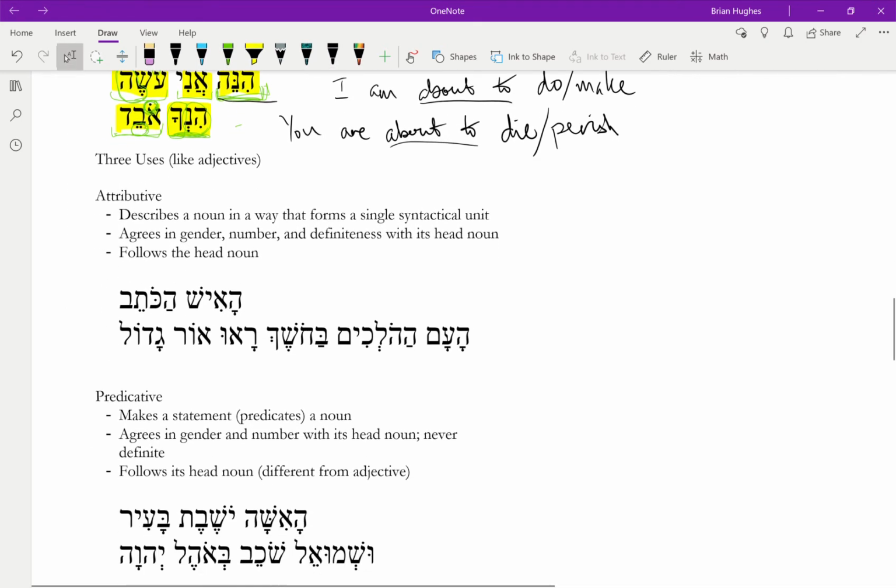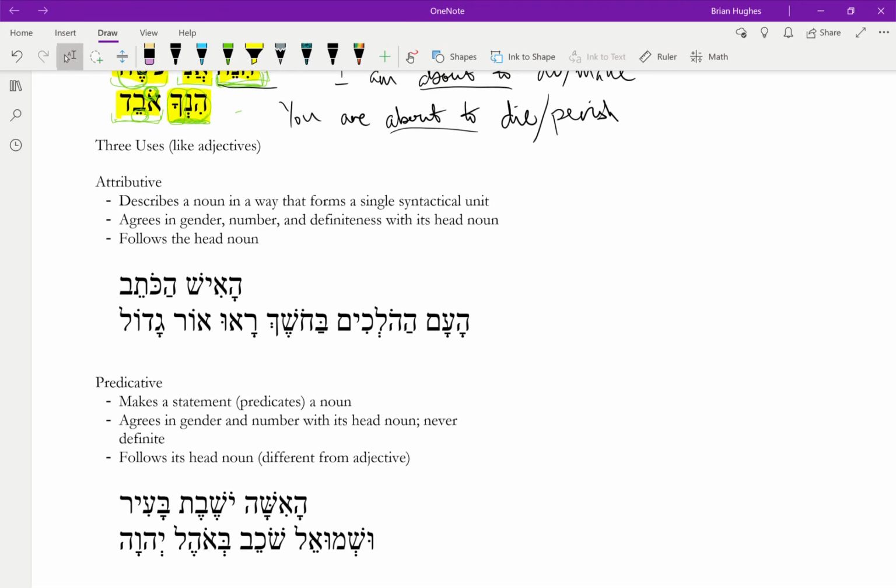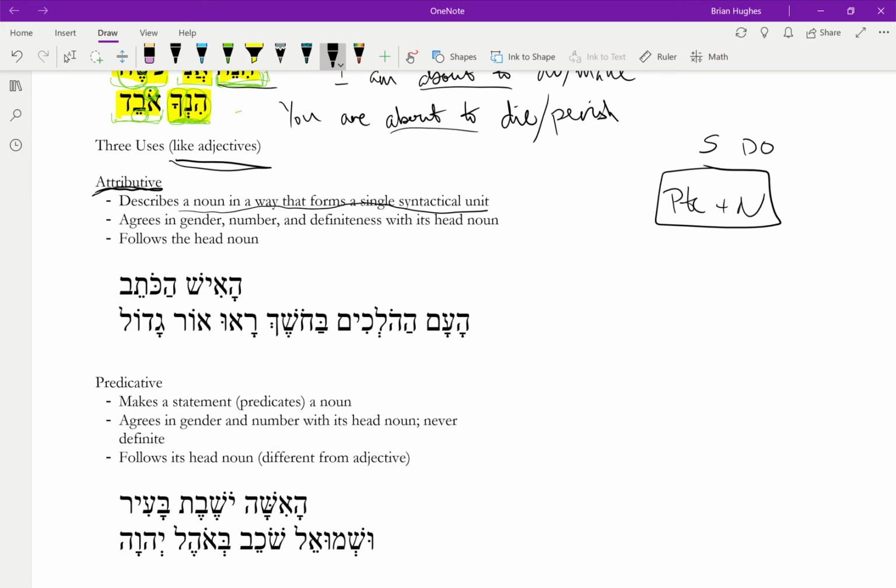So there are three uses that it has, and these are all adjectival uses. We've seen all of these in adjectives, although there is a slight difference. So we can use our participles attributively. In this way, they describe a noun in a way that forms a single syntactical unit. That is, I could have noun plus participle that are together functioning as the subject of a verb, or as the direct object of a verb, or as an indirect object of a verb. They can do all these things, but they are bound together in this attributive use to function together in the sentence.